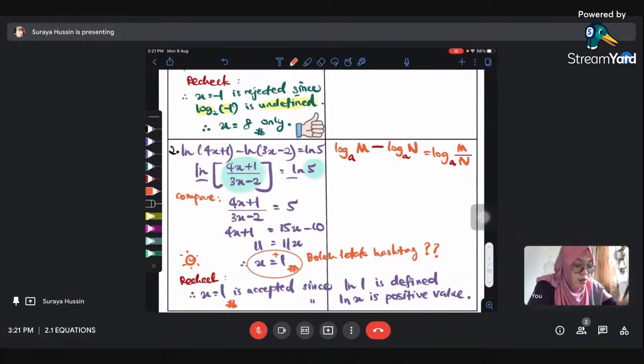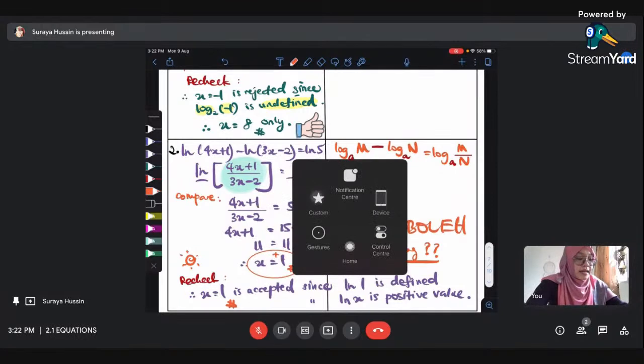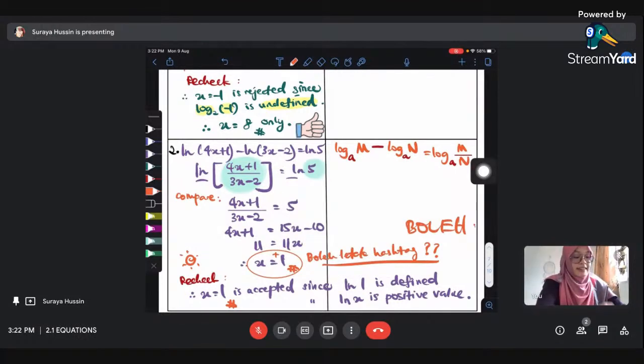Okay, this is actually terus boleh letak hashtag. Boleh. Sebab tak ada yang log negatif langsung pun. Let's go to the third example.